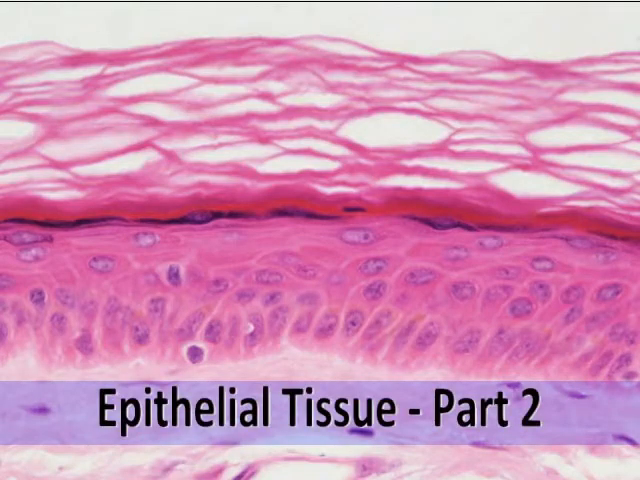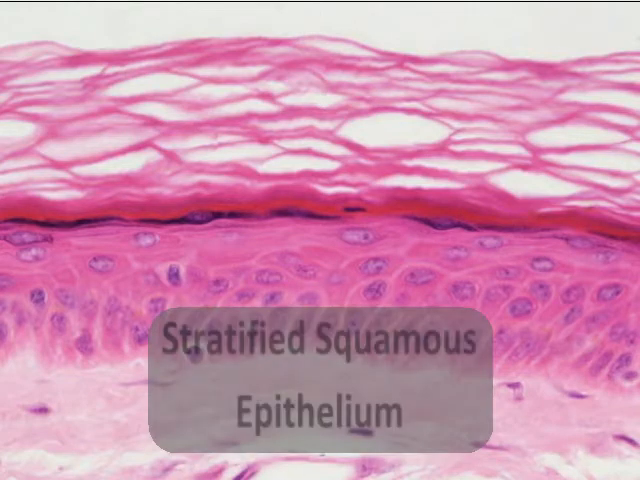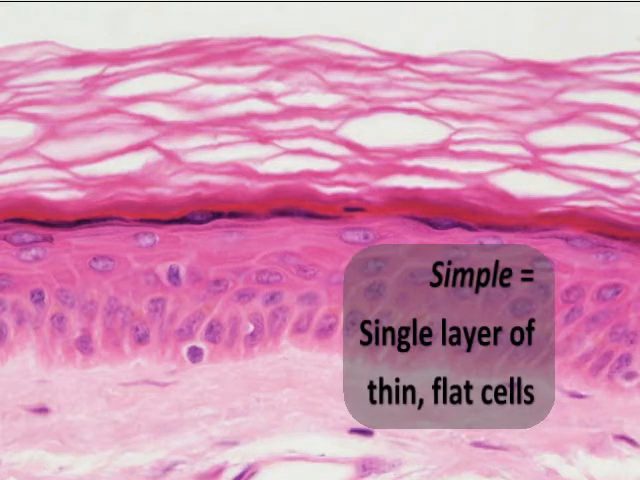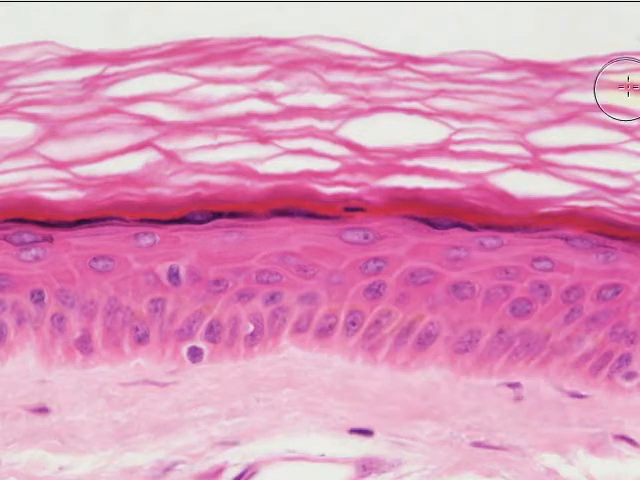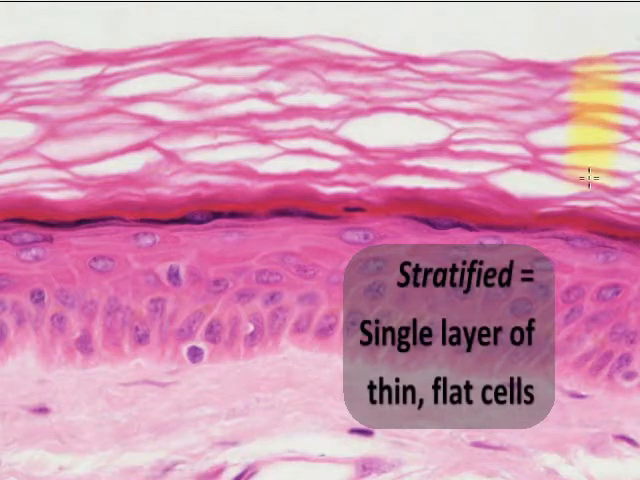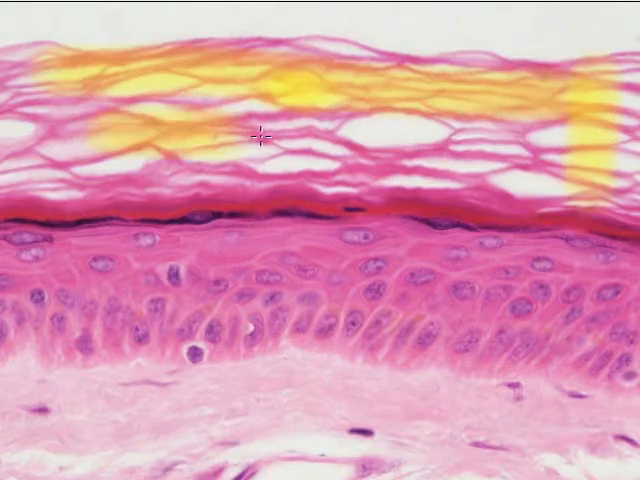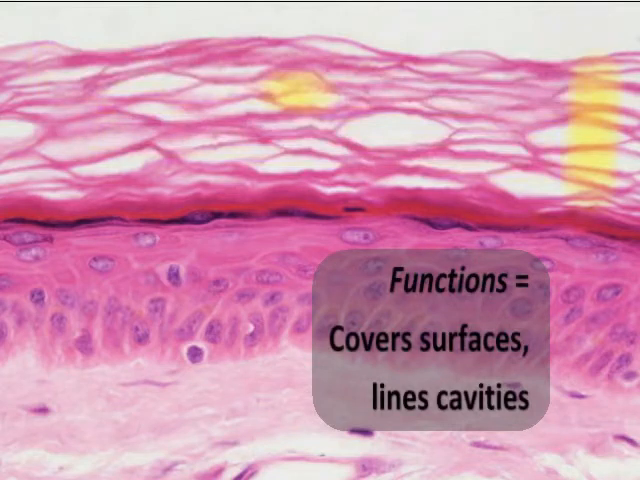Finishing up the epithelial tissue, let's begin with stratified squamous epithelium. Now we know simple epithelial tissue is one cell layer thick. Stratified epithelium is many layers thick. Strata means layers. And we see the very flat layers of our squamous epithelial tissue covering surfaces lining the interior of cavities.